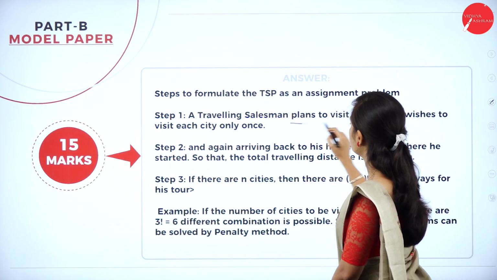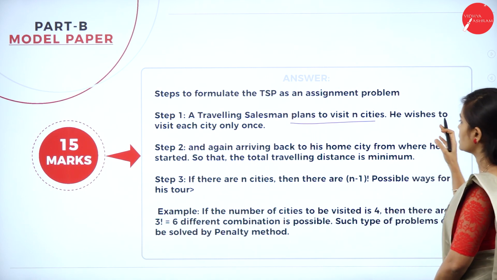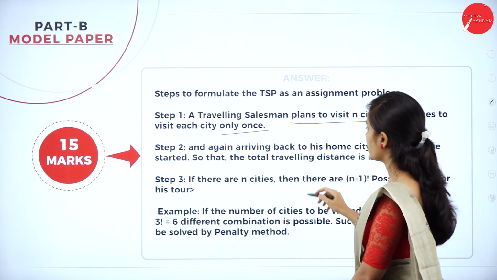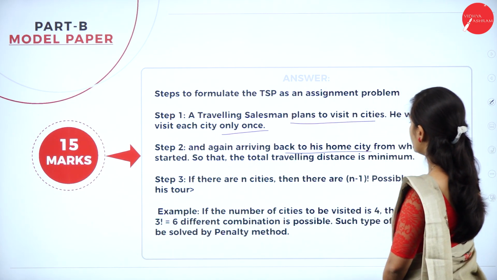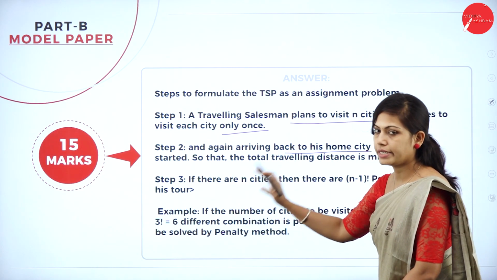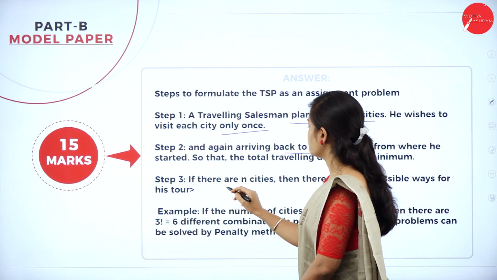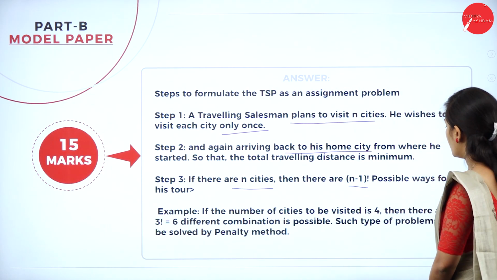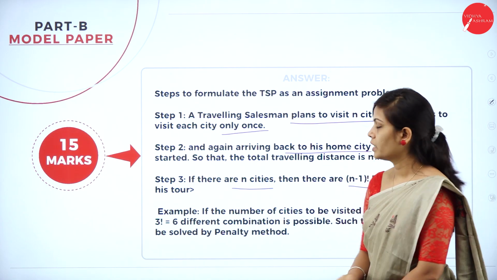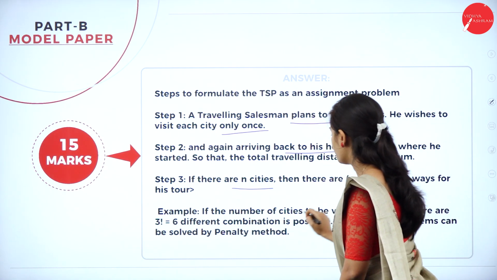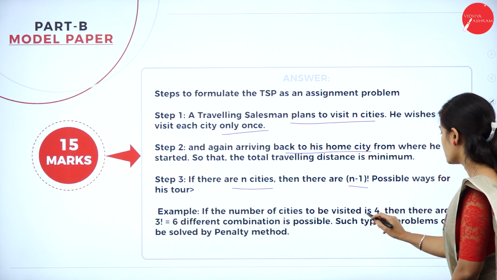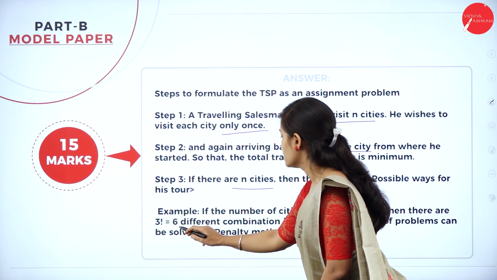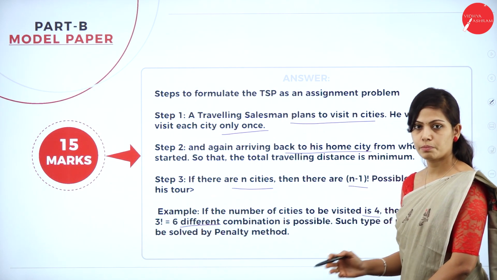So a traveling salesman plans to visit N cities. He wishes to visit each city only once and arrive back at his home city from where he started. That is, you have to mention that if there are N cities, then there are N minus 1 factorial possible ways for his tour. For example, if the number of cities to be visited is 4, then 3 factorial, that is 6 different combinations, are possible.